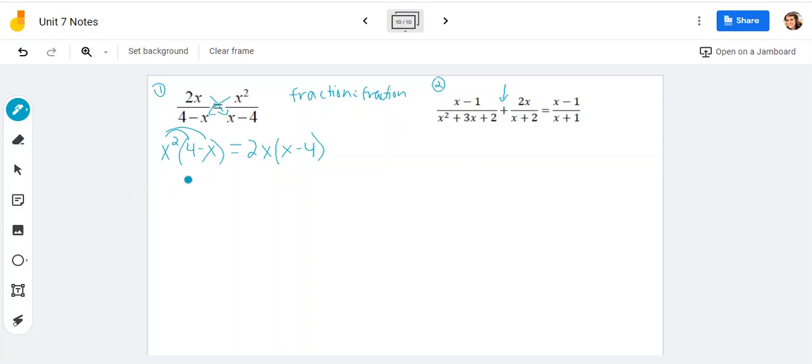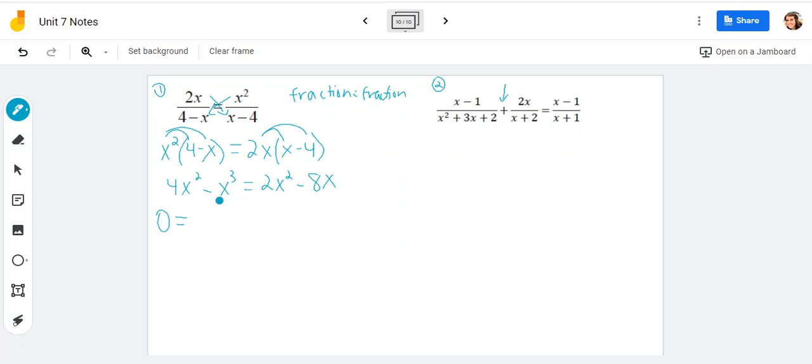So I'm going to distribute the x squared on my left side, so I get 4x squared minus x cubed equals, distributing the 2x times x is 2x squared minus 8x. So when we get to this point, it usually helps if we can get all of our terms on one side and have 0 on the other side. So I'm going to move everything to the right.